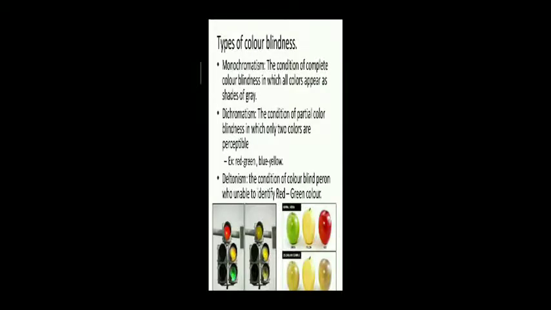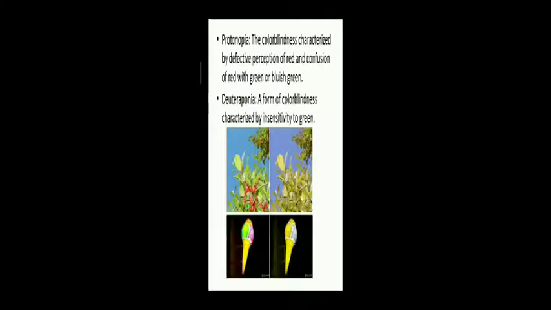Hemophilia and color blindness show a crisscross inheritance pattern, where inheritance of a sex-linked character is transmitted from father to daughter or from mother to son. Protanopia is the color blindness characterized by defective perception of red and confusion of red with green or bluish green. Deuteranopia is a form of color blindness characterized by insensitivity to green color.